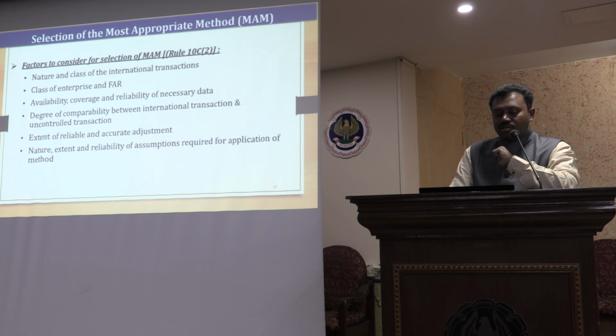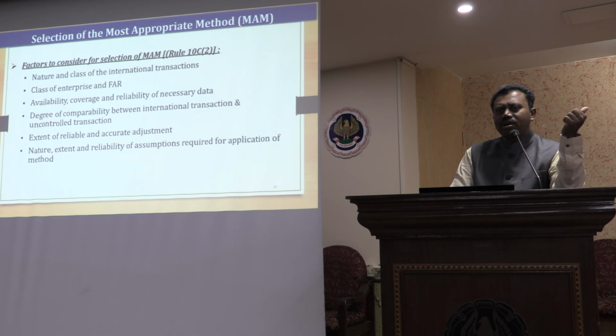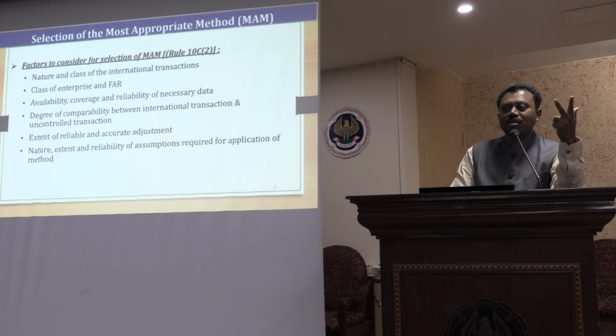What are the factors for the most appropriate method? All these are contained in Rule 10C. Nature and class of the international transaction. Purchase involved, sales involved, goods involved, service involved, royalty involved, interest involved. What is the nature? Class of enterprise and FAR. What is FAR? It is not how far, it is functions, assets, risks analysis.